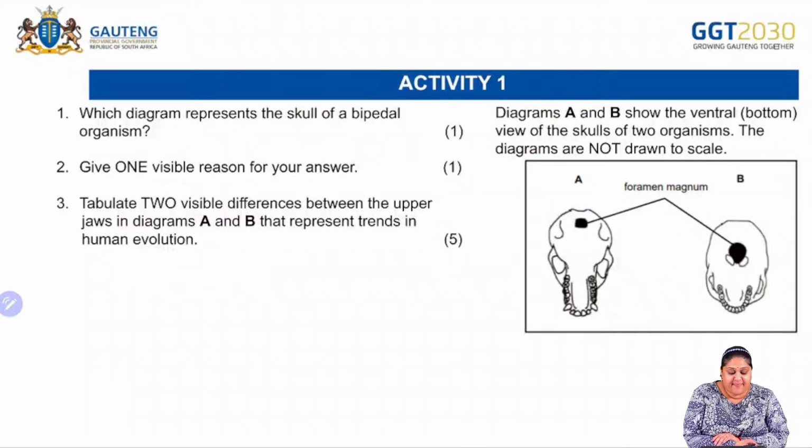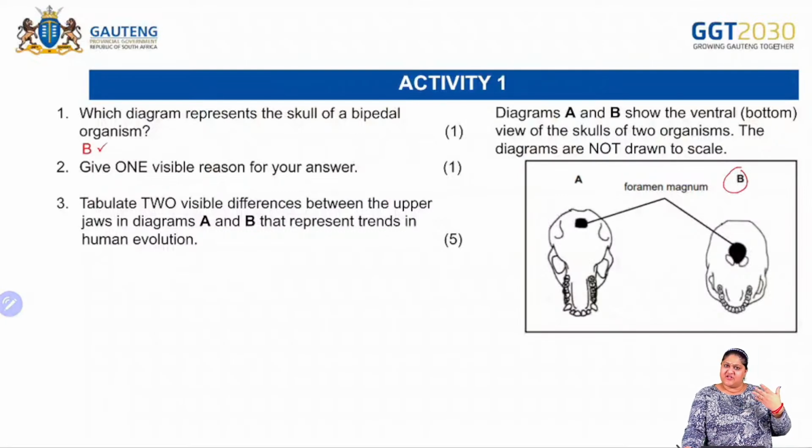You should know, right? Which diagram represents the skull of a bipedal organism? So you must now think for yourself, what did I say about bipedal organisms? We spoke about the pelvis, but we can't see the pelvis here, so we cannot talk about it. We spoke about the shape of the spine. We cannot mention that either, because we don't have it here in front of us. And the third one is the foramen magnum, which we do have. So the foramen magnum would have to be in a more forward position, so it would be organism B. Give one visible reason for your answer.